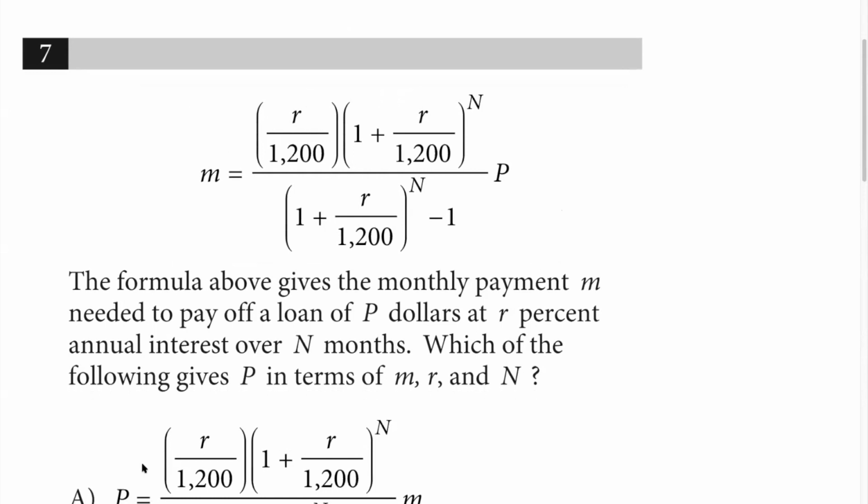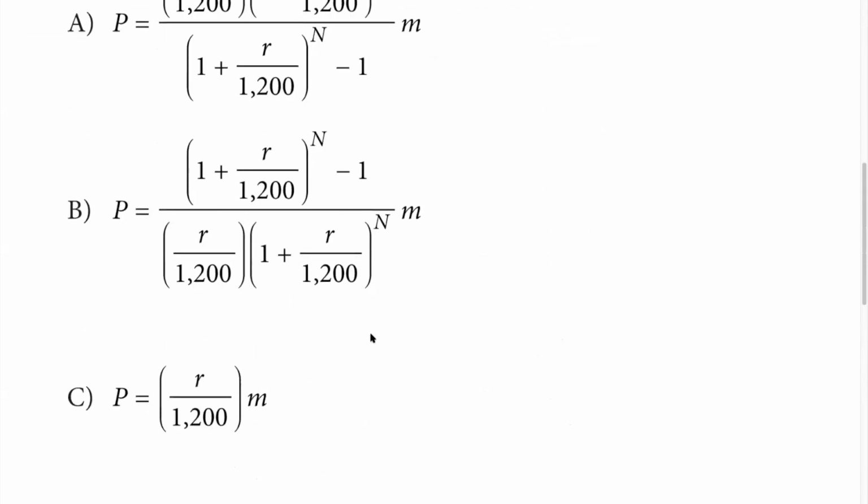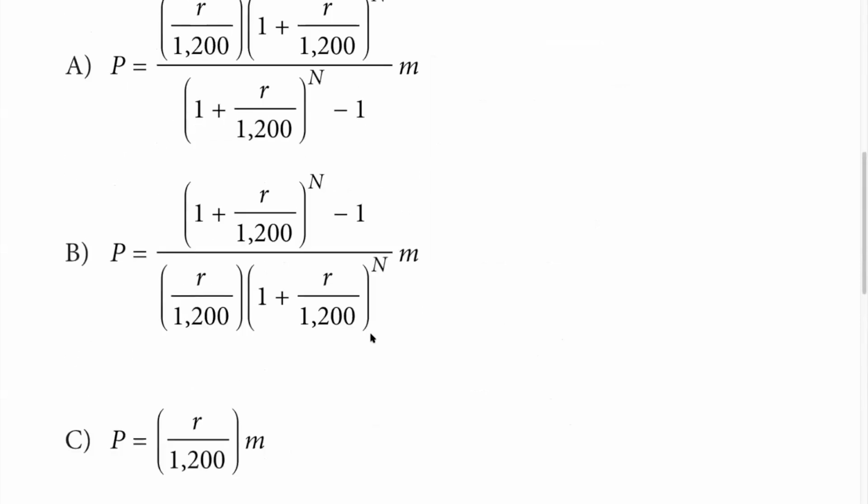In question number 7, it is one of the questions related to formulas, finding one letter in terms of the others. On test A, you will always have one question from here. In this type of question, you don't have to read all this text. From the answer choices, you see they ask for P in terms of M, R, and N.